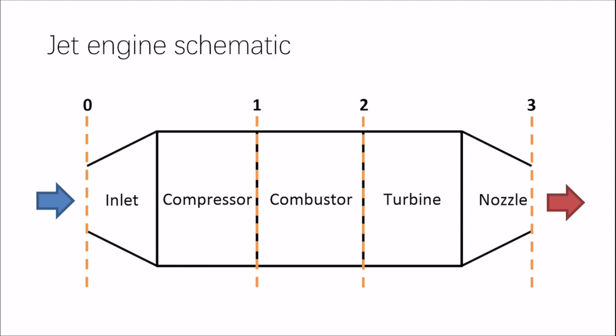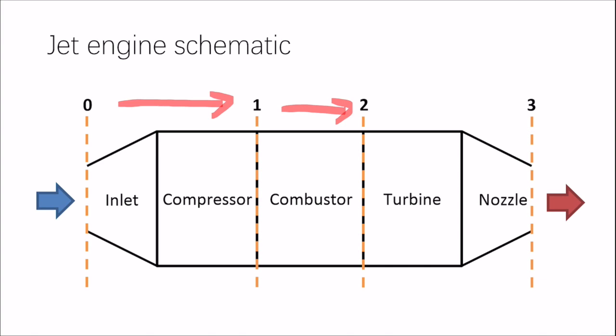This is the jet engine schematic with station numbers 0 through 3 and important parts of the engine labeled. From station 0 to 1, through the inlet and compressor, air is compressed, raising its temperature and pressure. In this process, the compressor performs work on the air. From station 1 to 2, in the combustor, fuel is introduced to the flow and combusted, adding heat to the system and increasing temperature in an isobaric process.